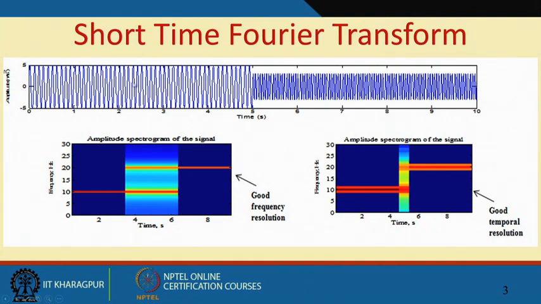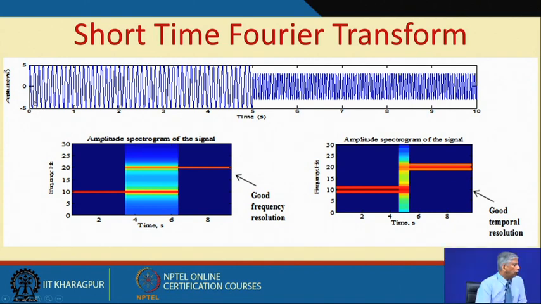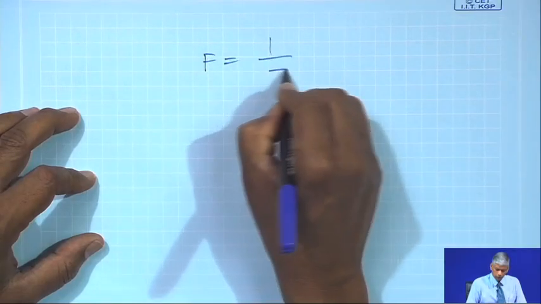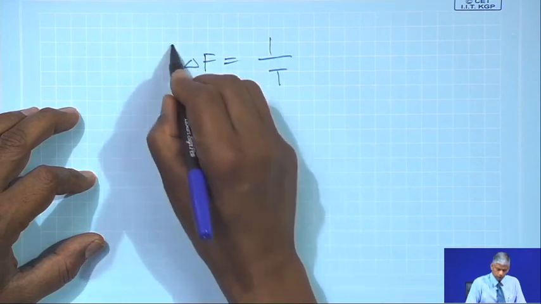So, in short time Fourier transform, what do we do? We break this time period into small packets of t and do the FFT and then stack them up together. But again, the problem is, if I have a good frequency resolution, I will need to have more time, and if I have more time, I will have a poor frequency resolution. So, this fallacy exists because delta f is 1 by t.